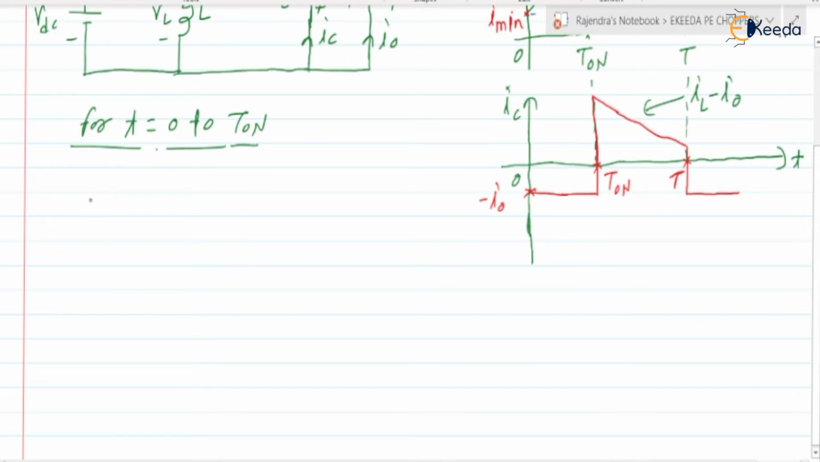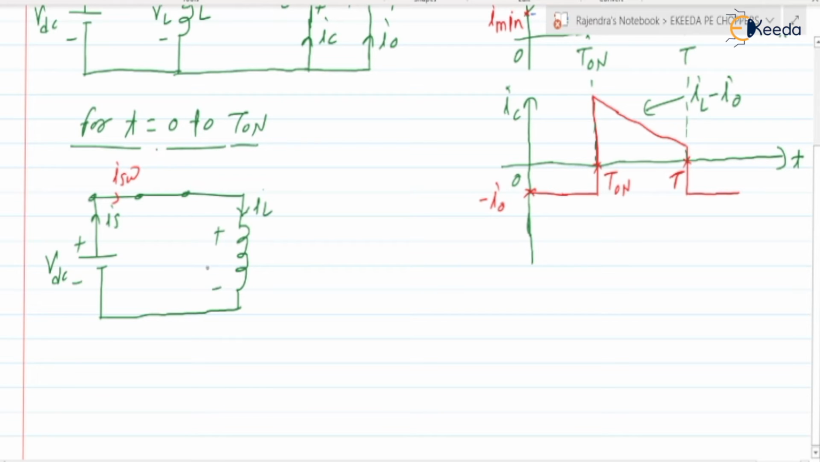Here the switch is in the on state. When the switch is in the on state, the inductor goes on storing the energy. So this is VDC we have. Next, this current is IS, the current through the switch, we can say ISW. Next, here IL.